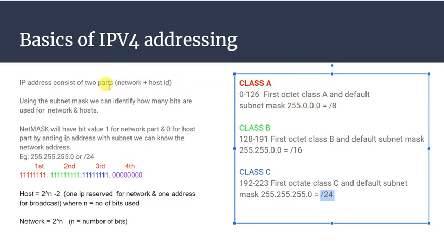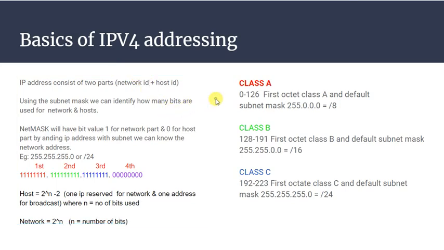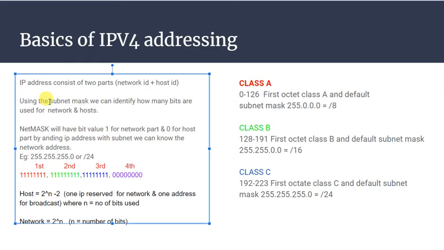Now let's move on to what we should know about an IPv4 address. An IPv4 address always consists of two parts. If you take an IP address, it has two parts: one is called the network ID, and the other is called the host ID. But by looking at the IP address, we are not able to know which part is the network ID and which is the host ID. So we need something to identify which is network and which is host. That is what we call the subnet mask.